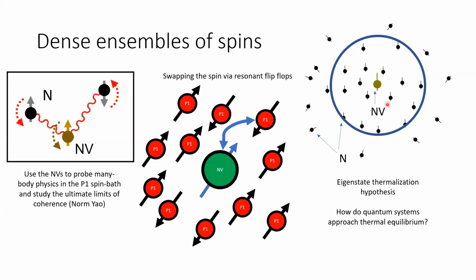And so then after you've prepared this state, you could ask, how does the state evolve as it approaches equilibrium, which allows us to investigate some thermalization of quantum systems, which is an area that right now has remained kind of experimentally inaccessible for a long time and has only recently become something that people can actually experimentally test. And so that's why we're interested in growing these very dense ensembles of spin.